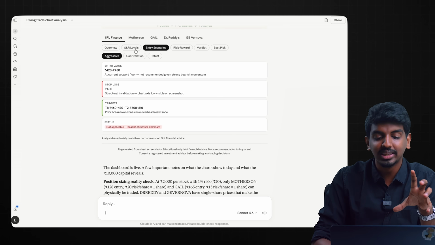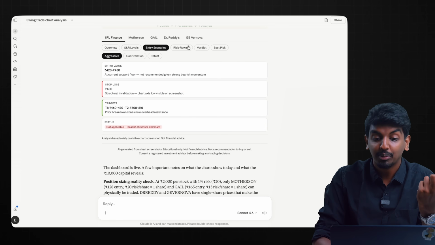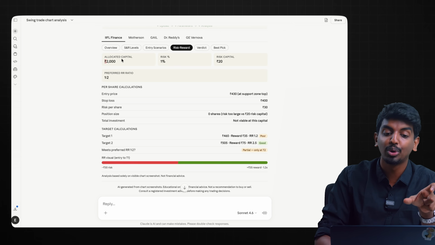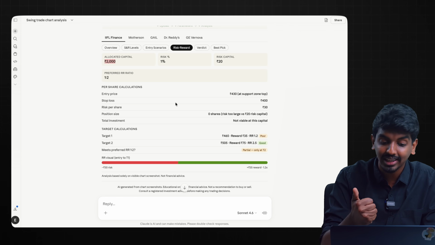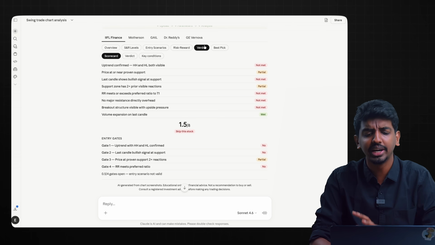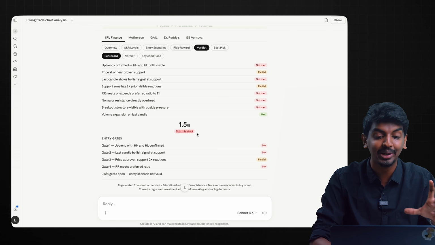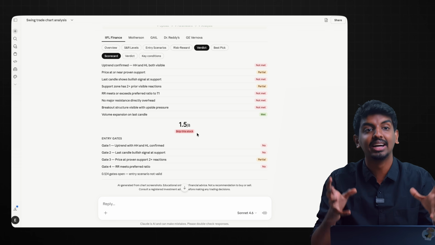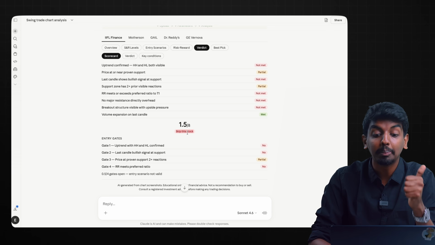When you play around with this dashboard, you will see a lot more data. Look into the entry scenarios. You can see an aggressive entry point here. When you look into the risk to reward, it will show you the exact allocated capital, possible targets and possible stop losses that you should be having. The verdict for the stock, it is saying skip this stock. So it's not recommending you to enter this stock, with its learning and proper technical analysis here. So the companion is saying that skip this stock.